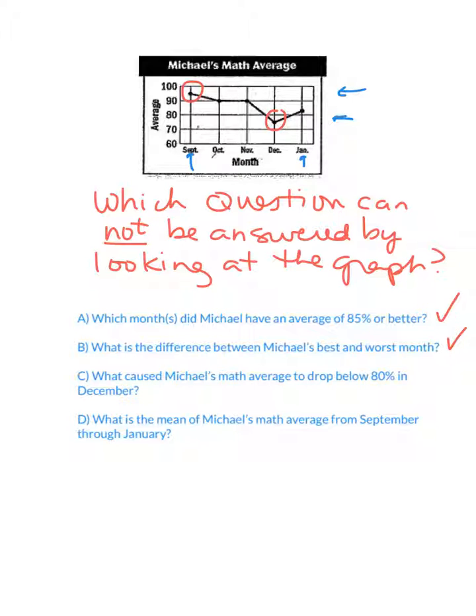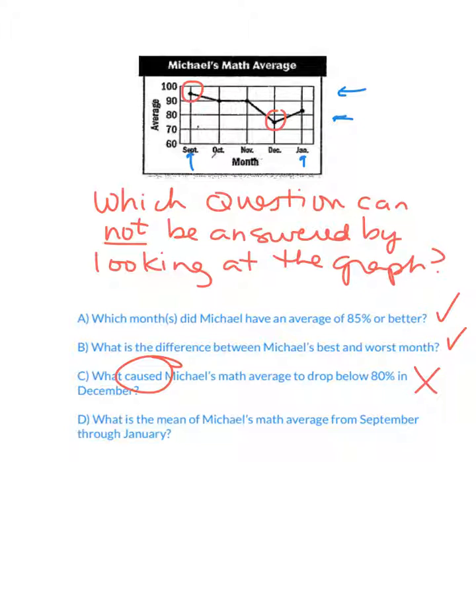Letter C says, what caused Michael's math average to drop below 80% in December? Now here's the thing, from the line graph, we can see that December is definitely the lowest month of Michael's math average, but I don't know what the cause is. So I'm going to say that does not look like something I can answer from the graph. But like we've talked about before, in multiple choice questions, it's always good to look at all the answers before we just jump to one that we think is okay.